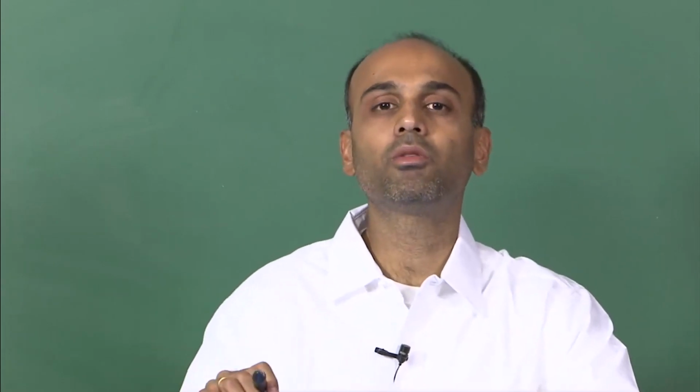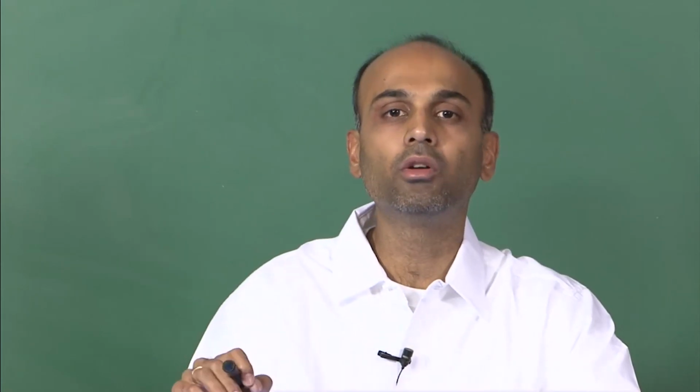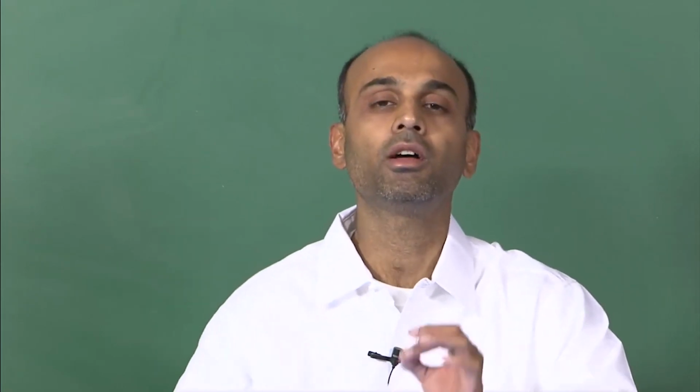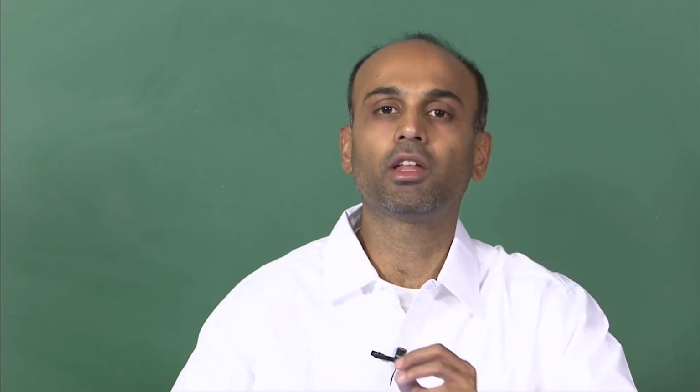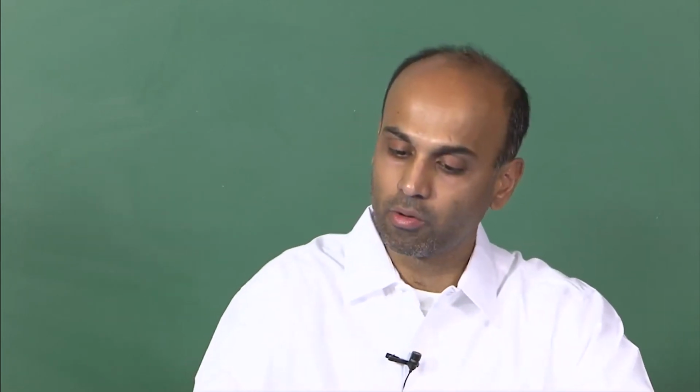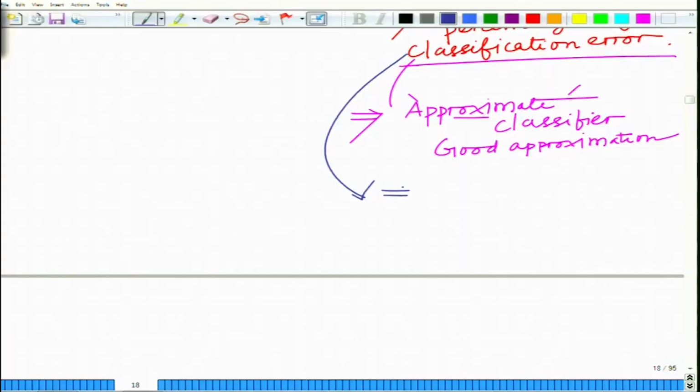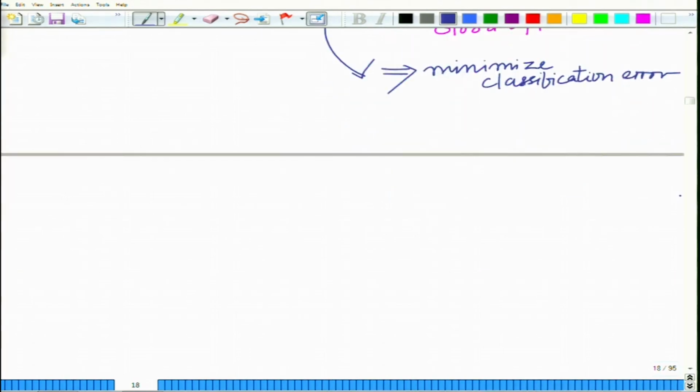So, that is what we say, we want to design an approximate classifier, but a decent approximate classifier that gives you the best classification that is possible, or that minimizes the classification error. That can be a good metric. So, minimize the classification error, okay. Now, how do we do this? We can do this as follows.